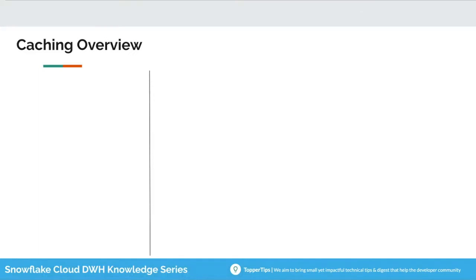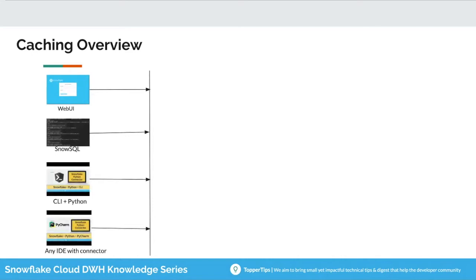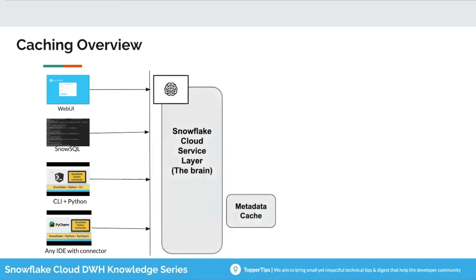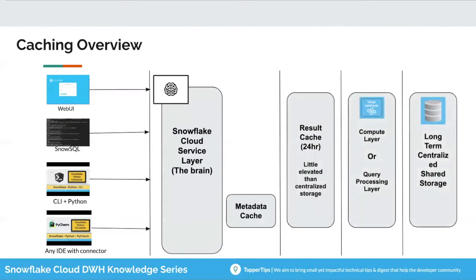Let's start the caching overview. As we know, in Snowflake, everything is SQL, and you can issue SQL from the Web UI or SnowSQL or any CLI or Python connector or with any IDE. All these SQL statements have to pass through the Snowflake Cloud Service layer, that is the first layer, and they call it the brain of Snowflake. This particular layer analyzes the query first and decides whether this query can fetch the result from a different layer: metadata cache, result cache, compute layer or query processing layer, or whether it has to go till the end, the centralized layer. There is a component called the optimizer.